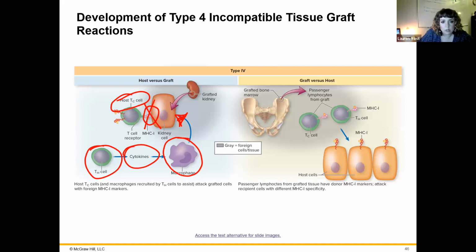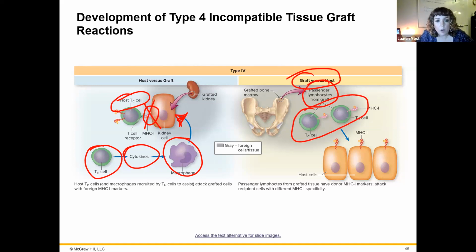So graft versus host: you get bone marrow. And remember what's in bone marrow? The precursors to our B and T cells, so our lymphocytes. We have passenger lymphocytes from the graft. They come out and they're in our little body, and they interact with these cells and they're like, wait, you are not right. You don't match us at all. And then they initiate an attack against the host's cells. So that's why matching is so important in these grafts.